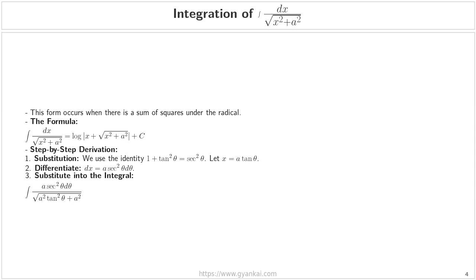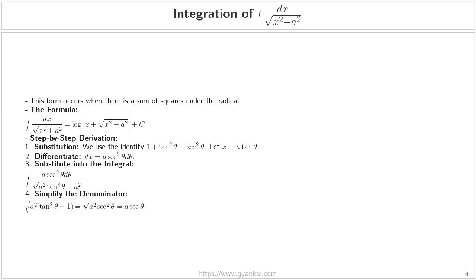Now, we substitute both x and dx into our original integral. This gives us the integral of a secant squared theta d theta divided by the square root of a squared times tangent squared theta plus a squared. Let's simplify the denominator. We can factor out a squared from inside the square root, giving us the square root of a squared times tangent squared theta plus 1.